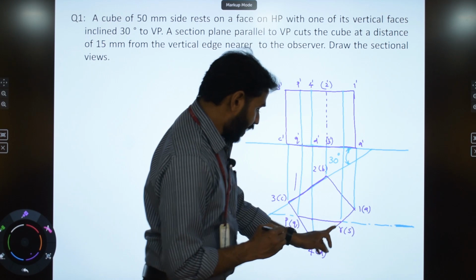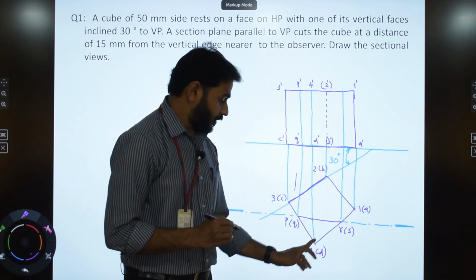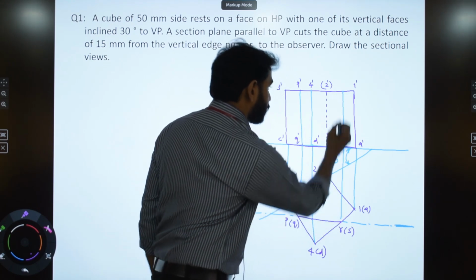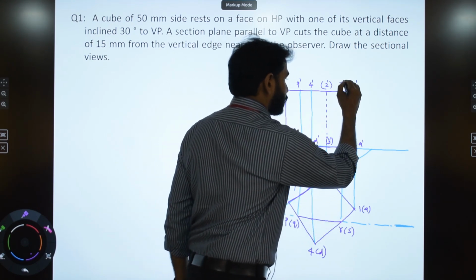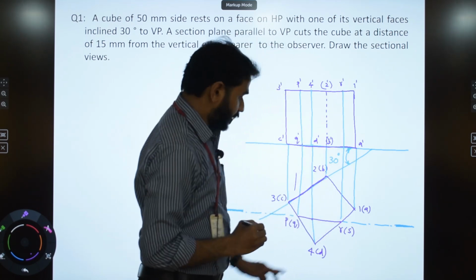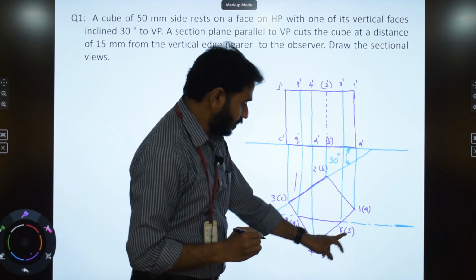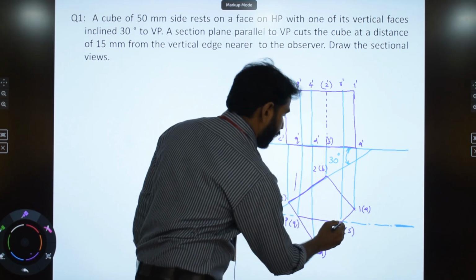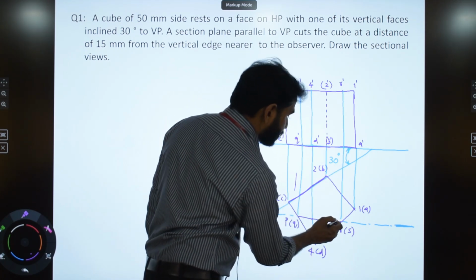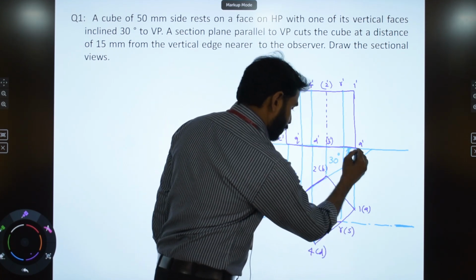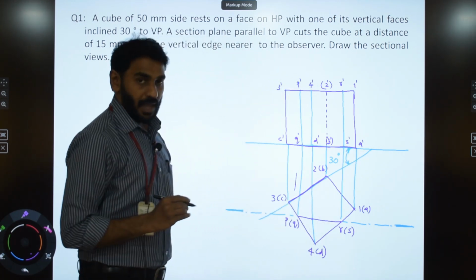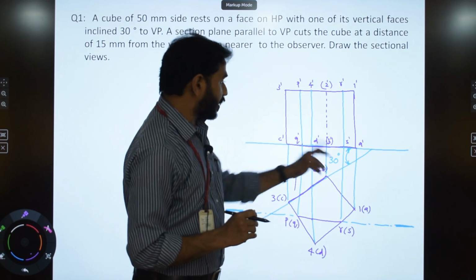So here where is R? R is on 1, 4. Therefore, R dash should be on 1 dash, 4 dash. So you draw a projector to 1 dash, 4 dash and mark the point R dash. And where is S? S is on A, D. Therefore, S dash will be on A dash, D dash. And we can use the same projector. So you can mark the cut point S dash. Now we have identified the front views of all the cut points.